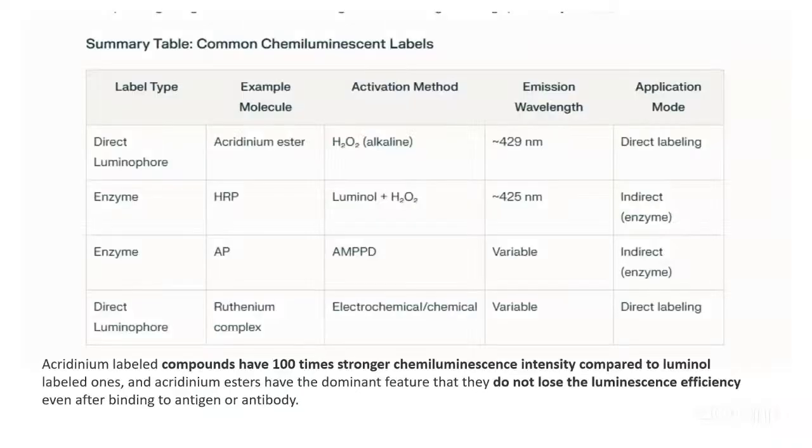So if we compare, you have seen the direct luminophore acridinium ester. Activation method is just hydrogen peroxide. But in HRP and AP, we need the luminol and AMPPD as a substrate. These enzymes will work on that. Another directly acting luminophore that people are working on is a ruthenium complex, with electrochemical activation; we'll come to it when you see the electrochemical assays. So emission wavelengths are different. Application modes are also different, depending on whether it's a direct chemiluminescent label or indirect chemiluminescent label.